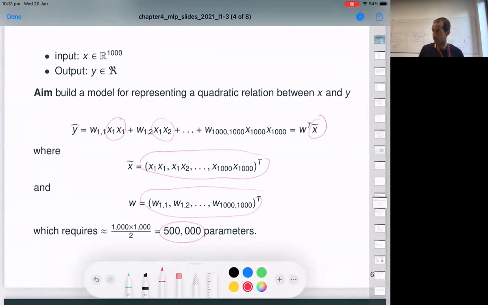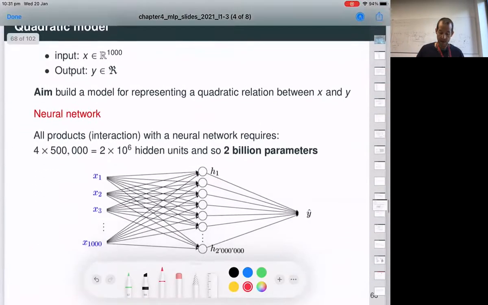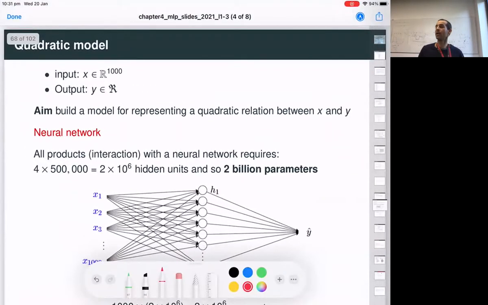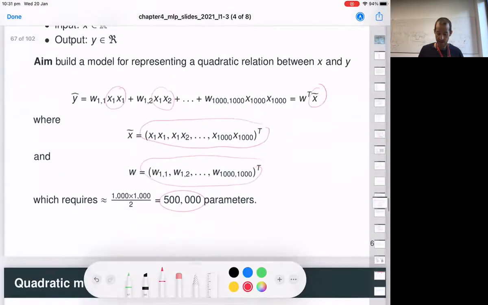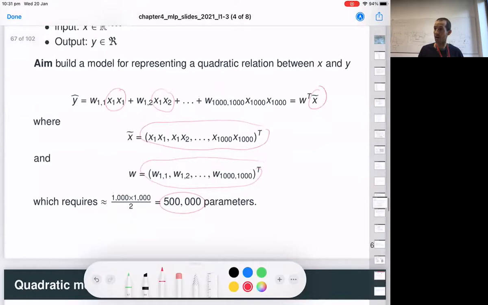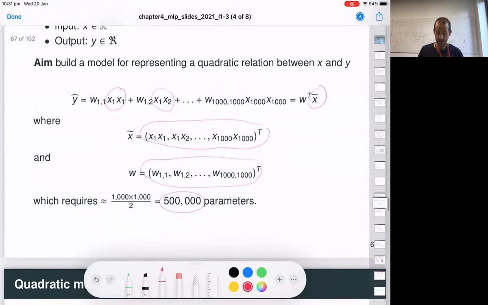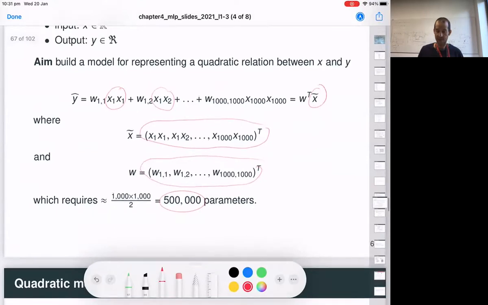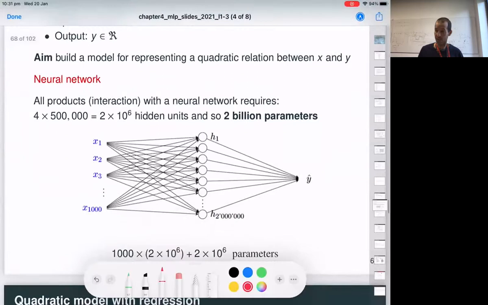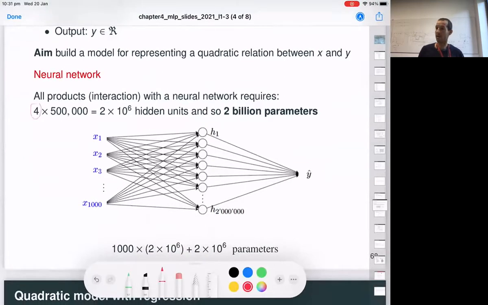All good at this stage? It's just a linear model, but you put in some squares and all the interactions. Okay, I keep going, trying to be clear. Now I want to do this with my neural network. We said just before that to get one multiplication, I need four neurons. But in this model, if I want to represent all the possible square relations, I need 500,000 parameters. So if I do a neural network, I need four times that, because four gives me X1, X2, or X1, X3, and so on.